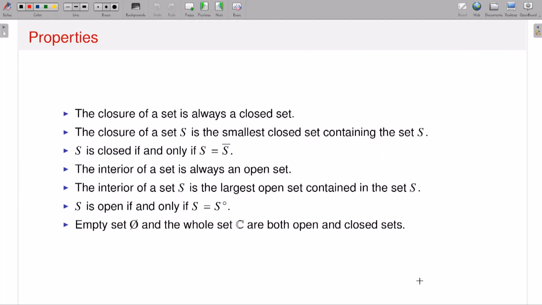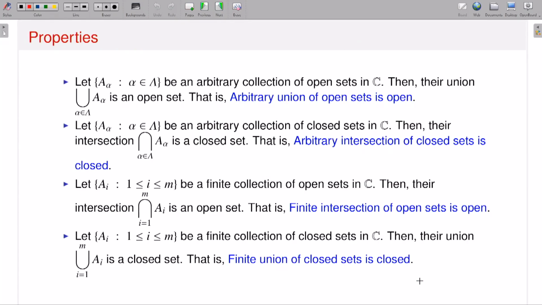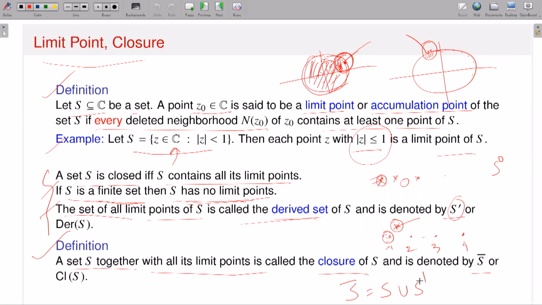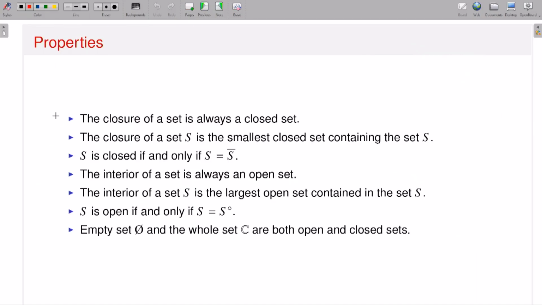Okay, a couple of properties I can say. These are the standard definitions that you know from real analysis. The closure of a set is always a closed set. The closure of a set is the smallest closed set containing the set S. The set S is closed if and only if S is exactly equal to its closure.